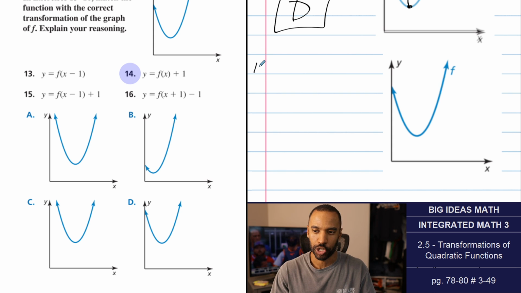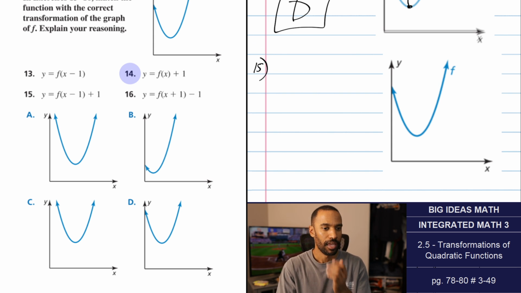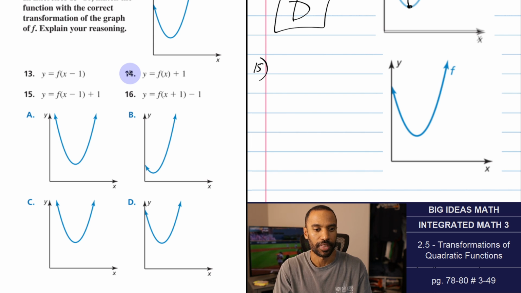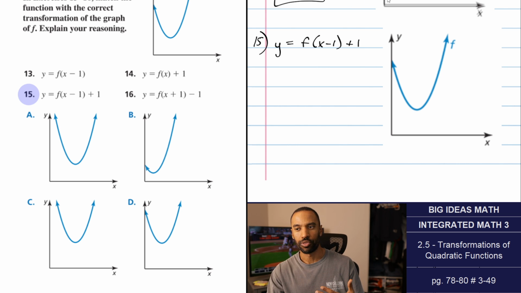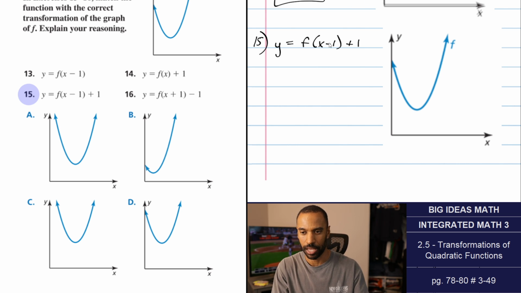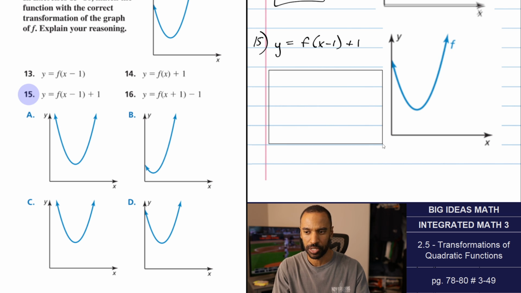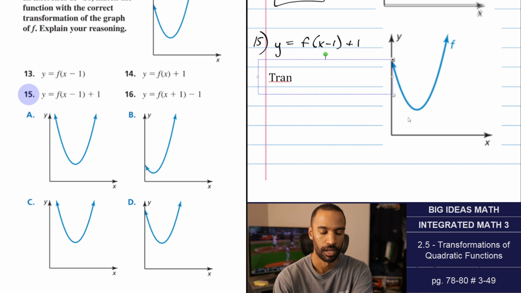By process of elimination, we'll know which one 16 is going to be. But 15 and 16 take on 2 different things, a horizontal and a vertical translation. So this one is going to say y equals f of x minus 1 plus 1. This actually takes both of what we did on numbers 13 and 14. It's going to translate 1 unit right because of what you see here, and 1 unit up because of what we see here. This might be what was graph C.